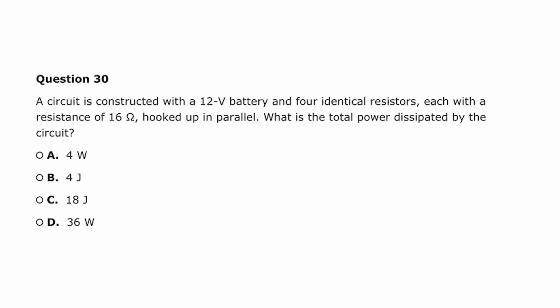All right, and then last question here for this set of discretes. A circuit is constructed with a 12-volt battery and 4 identical resistors, each with a resistance of 16 ohms, hooked up in parallel. What is the total power dissipated by the circuit? A, 4 watts, B, 4 joules, C, 18 joules, or D, 36 watts?